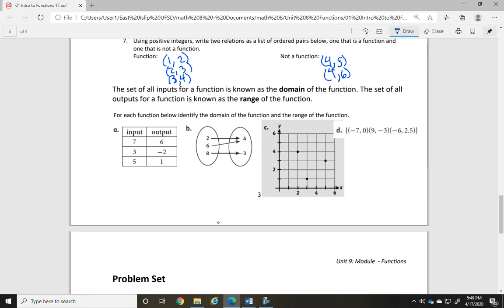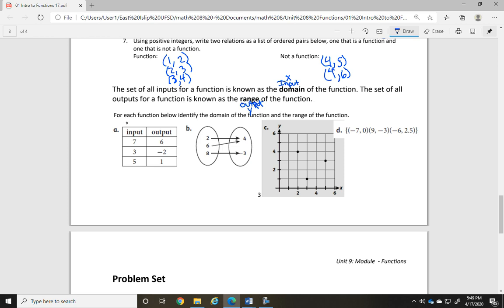The set of all inputs for a function is known as the domain of the function, and the set of all outputs of a function is known as the range. So domain and range are fancy words that mean input and output. So I could say that the domain really is your input, which really is your x values. The range really is your output, which really is your y values.